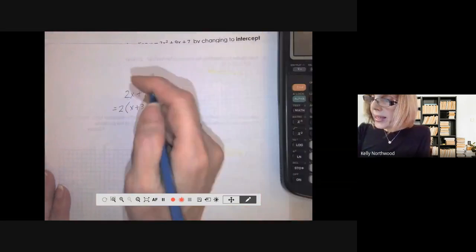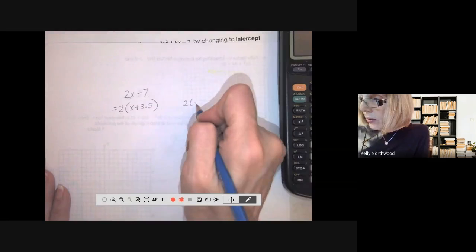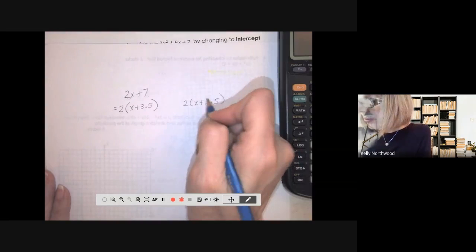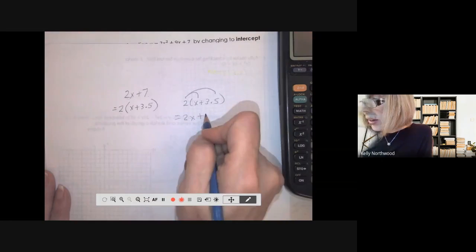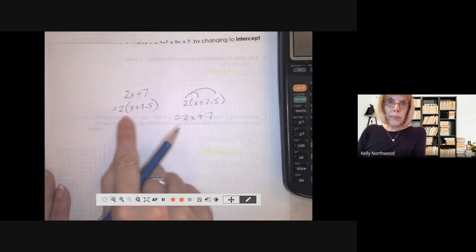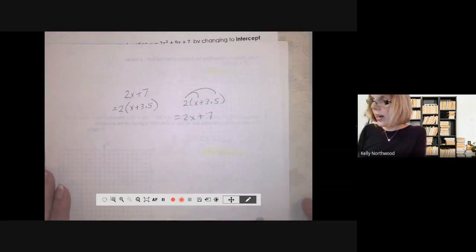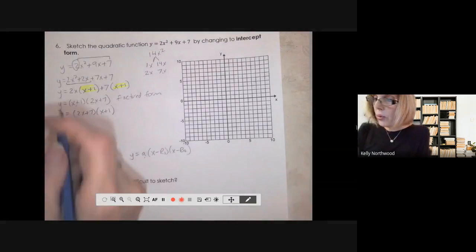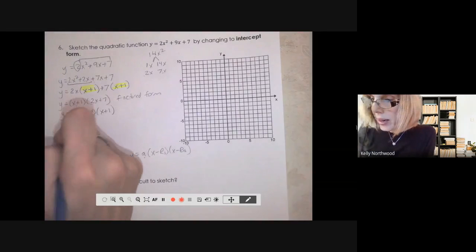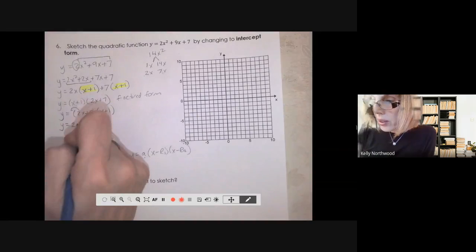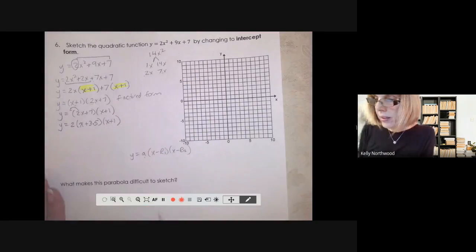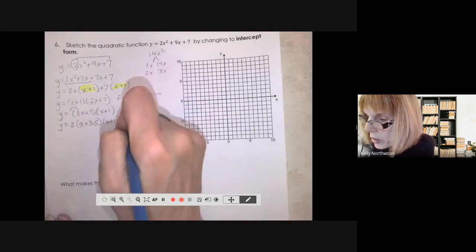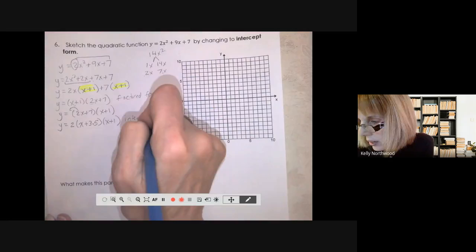So see, these are equal because if I expanded it out, 2 times x gives me 2x, and 2 times 3.5 gives me 7. So this isn't pretty, but it is factored out, and it gets that 2 out of the bracket. So I'm going to force the 2 out. But that means in this one bracket here, I would have x plus 3.5. So now, doing those steps, I've now put it in intercept form.